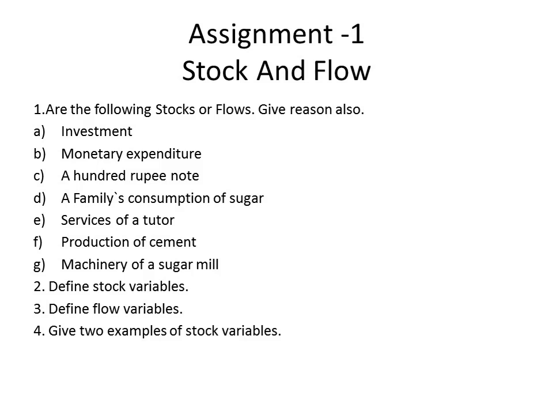Family's consumption of sugar, it is a flow. Services of a tutor, flow. Production of cement, flow. Machinery of a sugar mill, stock. Then there are definitions. Define stock variables: which are measured at a point of time. Flow variables: which are measured over a period of time. Give 2 examples of stock variables. We have discussed so many examples like machinery of a sugar mill.